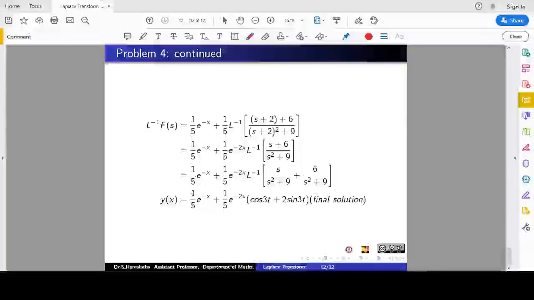And here I end up the Laplace discussions with an application to ordinary differential equation solving. There are problems where we can solve simultaneous differential and partial differential equations, which will be dealt with in further courses.